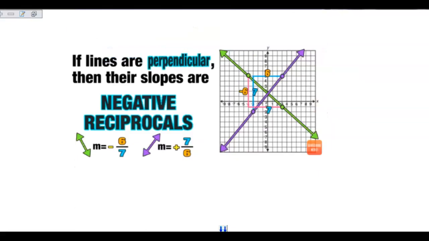Okay? Let's take a look at this one. If lines are perpendicular, then the slopes are negative reciprocals to each other. So they cross at a 90-degree angle here. And one is at 7, 6. This one here is at 7, 6. And this one here is at negative 6, 7. You'll notice that one's negative, one's positive. The 6 is on the top on the first one, on the green line, and on the purple line, the 6 is on the bottom. So they are opposite of each other, and they are reciprocal of each other.